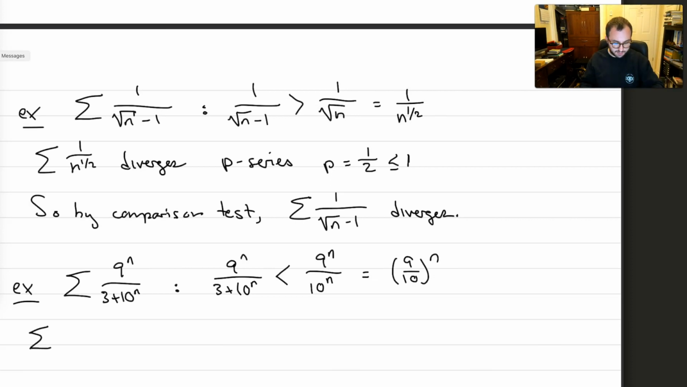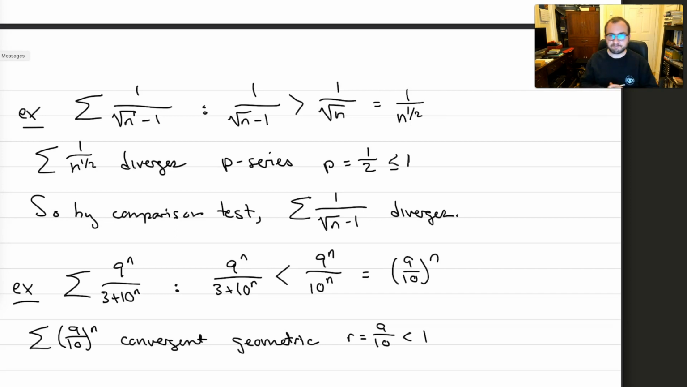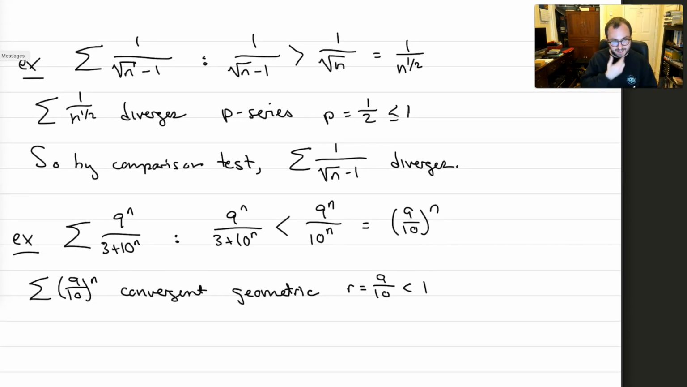This geometric series that I'm smaller than is convergent, because it's geometric with its ratio equal to 9 over 10, which is less than 1. In fact, I could write the value of this series is 1 over 1 minus 9/10. I don't care what the value is. These tests are about convergent or not convergent. Usually you don't care what the value of the series is in this case.